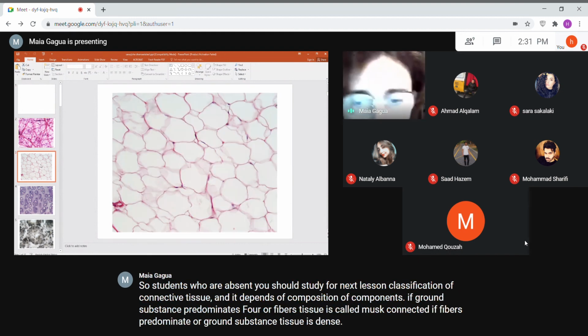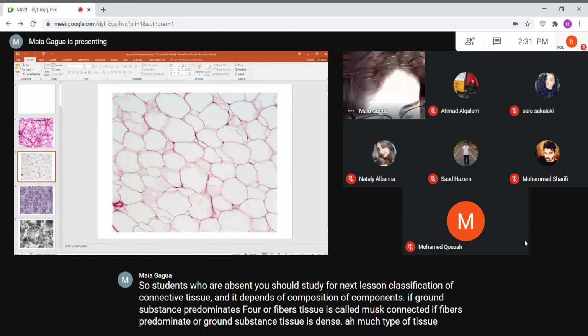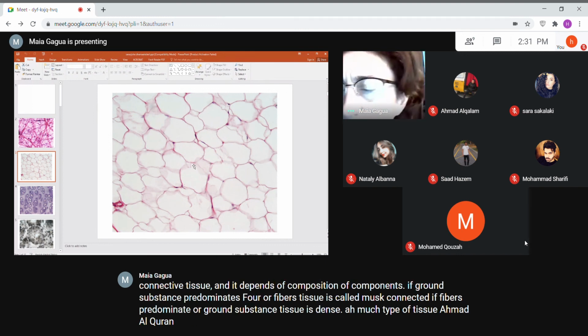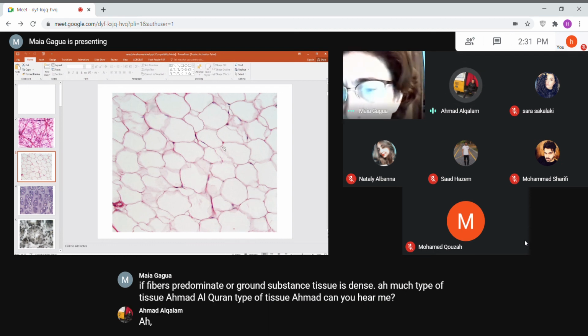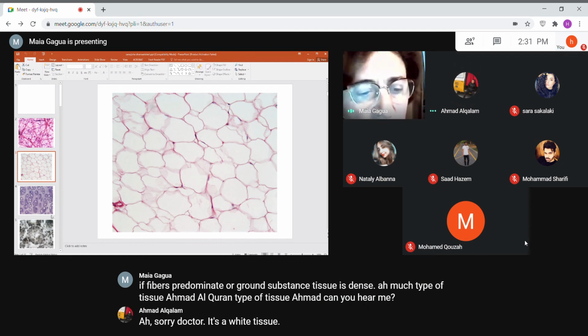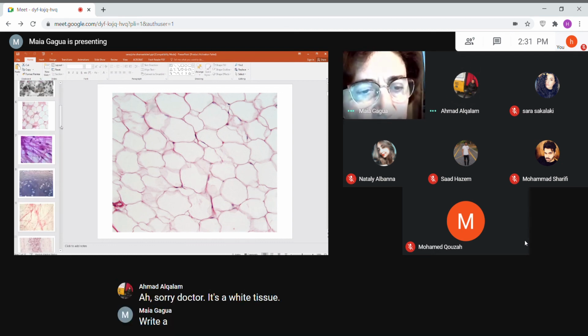Ahmad, type of tissue. Ahmad Al-Kalami, type of tissue. Ahmad, can you hear me? Sorry, doctor. It's a white adipose tissue, doctor. White adipose tissue, yes.